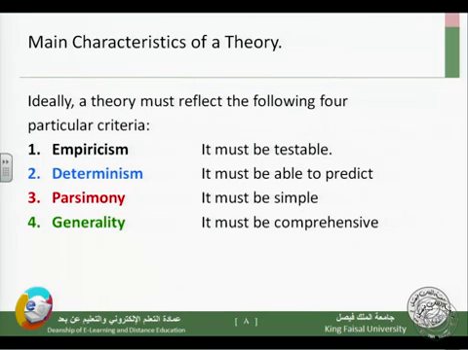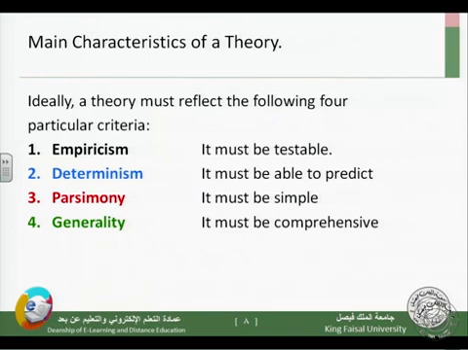Now, any theory, ideally of course, must reflect the following criteria. Empiricism. It must be testable. In other words, if you have a theory, you should be able to test it by empirical means, by doing questionnaires, tests, interviews, and so on. This is an empirical study.